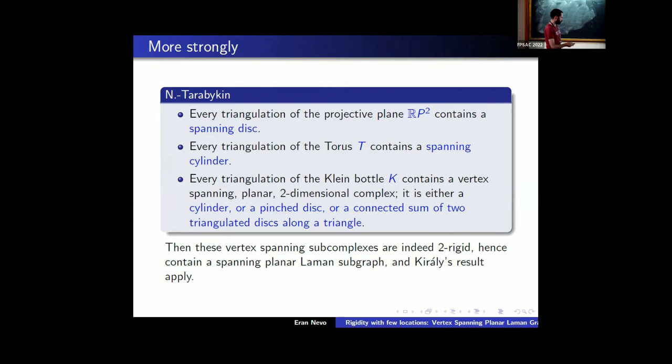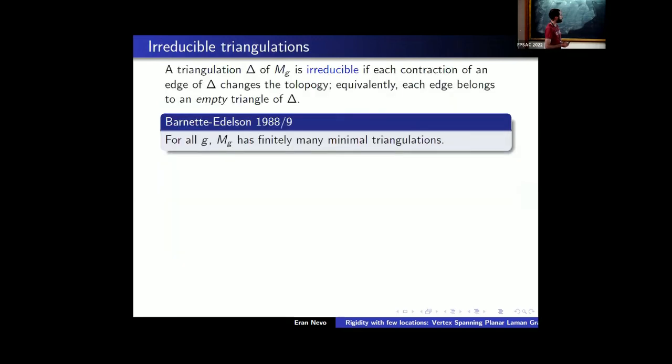Okay, so for all of those, we can apply Király's result and rigidify all of the triangulations of these surfaces using 26 locations. Okay, so the way the proof goes is to reduce the problem to irreducible triangulations. So we say that a triangulation of a surface is irreducible if the contraction of any edge in the triangulation would change the topology of the space.